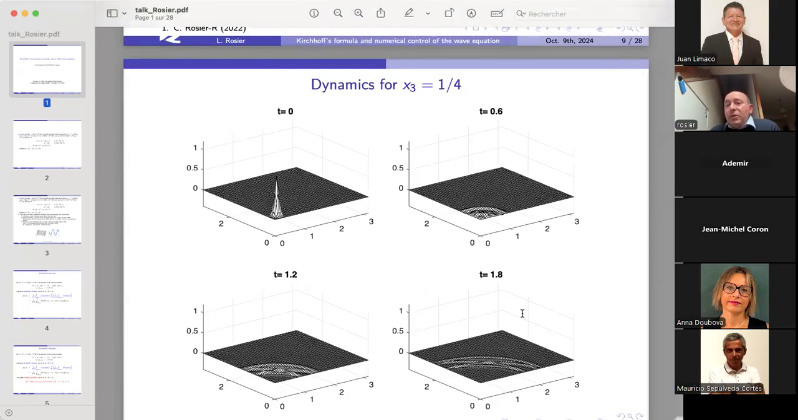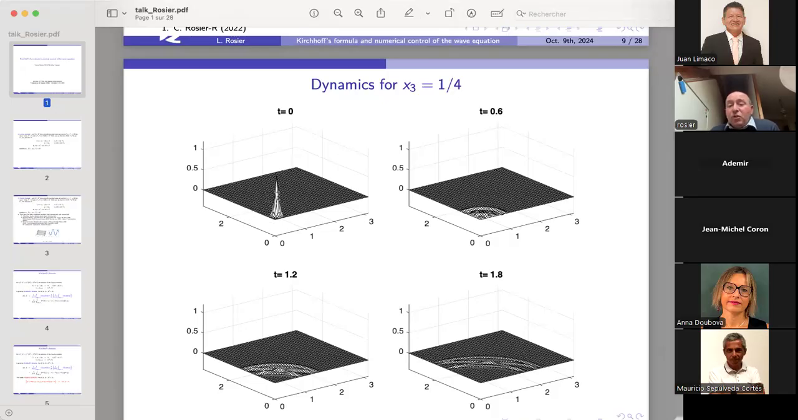So U depends on x1, x2, x3, and time. And so, of course, it's difficult to represent the solution. So we have to cut, in some sense: we fix one variable, x3, and we have the solution in terms of x1 and x2. It's easier to represent this way for different times. Okay, so this is the initial condition for x3 equal 1/4.